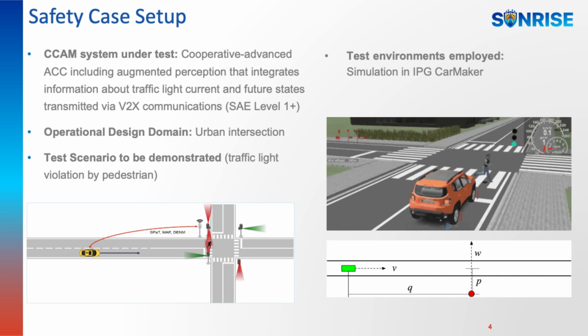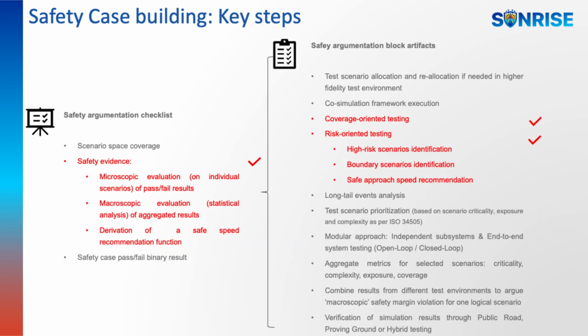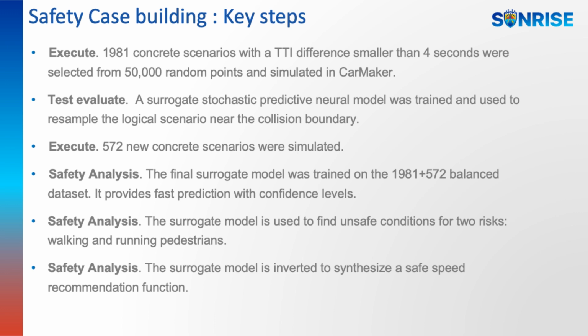The goal is to evaluate the conditions under which the system can avoid collisions and possibly use this information to better plan the approach. We followed a safety argumentation checklist that covered a microscopic evaluation of pass/fail results for individual scenarios, a macroscopic evaluation by aggregating the results into a surrogate model, and the use of that model to create safe approach speed recommendations. Key artifacts include coverage of the scenario space with a surrogate model that provides confidence levels, identification of high-risk scenarios and their boundaries, and determination of a safe approach speed. We will show these steps.